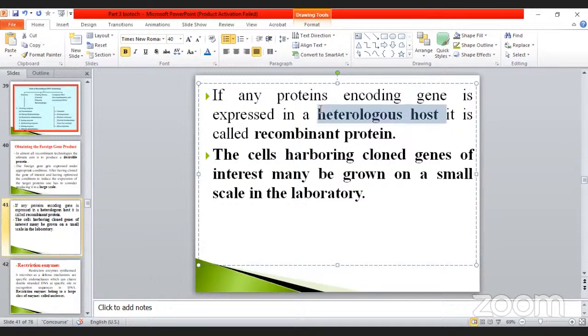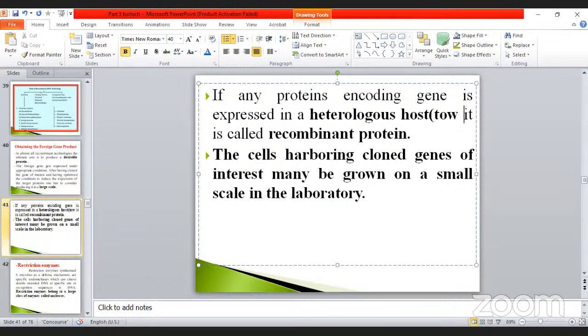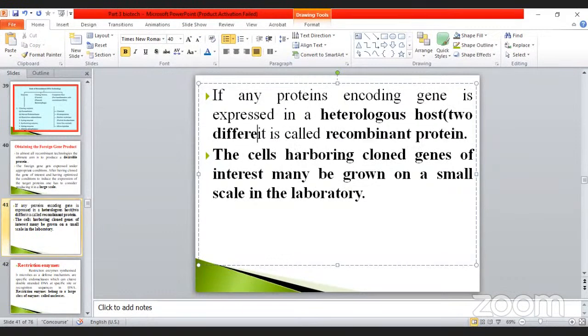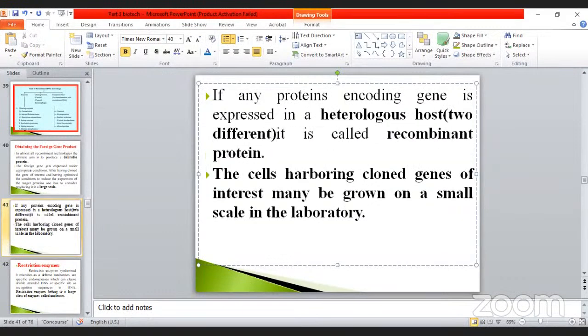Heterologous means, what is the meaning of heterologous? Hetero means two different. Two different hosts. It is called recombinant. Then only, recombinant means what is that? A sample, B sample. A comes from animals or plants. Otherwise, what happened? It may be a plant source itself and also an animal source maybe. And the same species also.